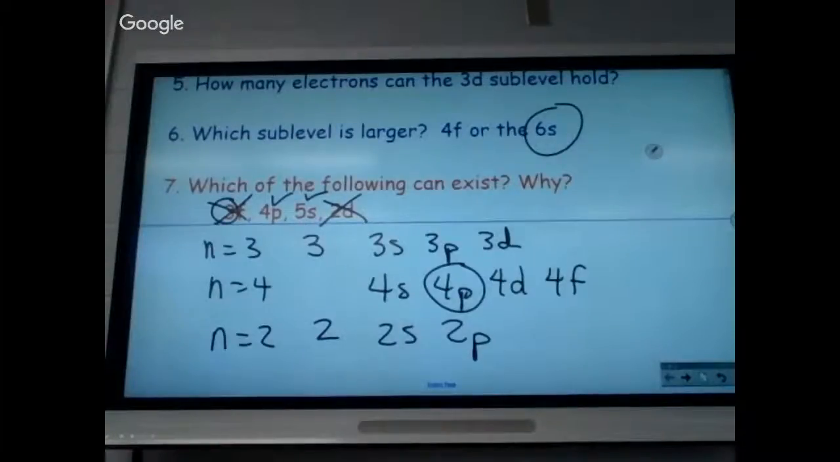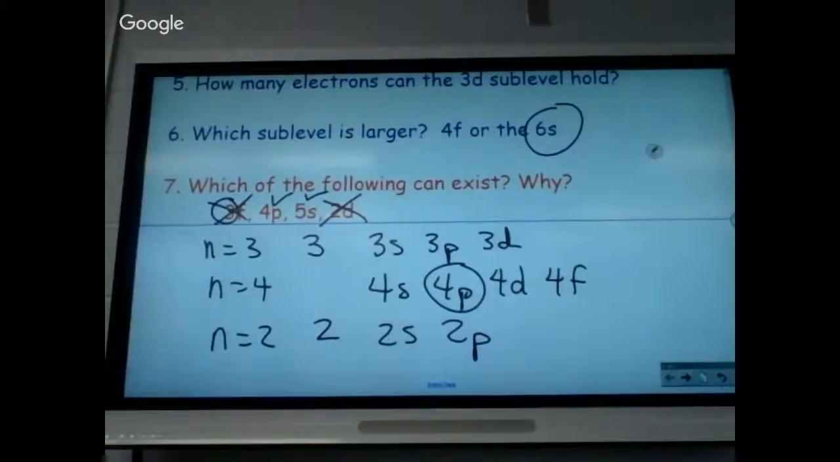What values could the principal quantum number have? 1 to 7. All right. What does N equals 3 tell us or mean? It basically means the 3rd energy level. Now we can determine the number of sub-levels, but N stands for what? It stands for the energy level. So it tells you you're in the 3rd energy level.